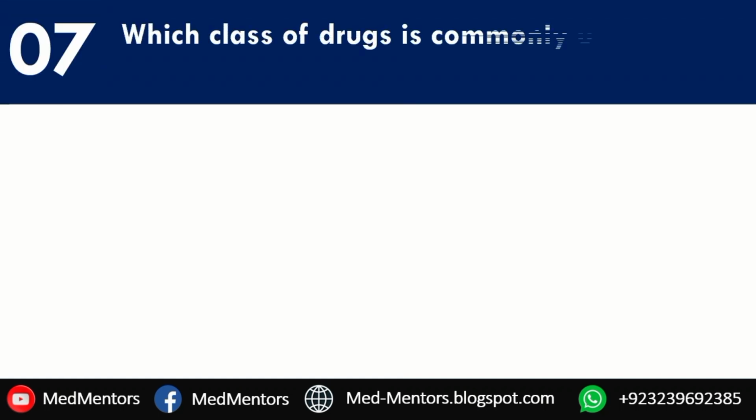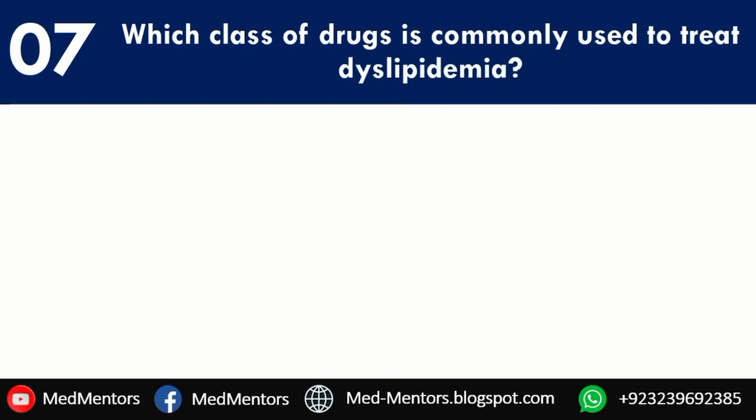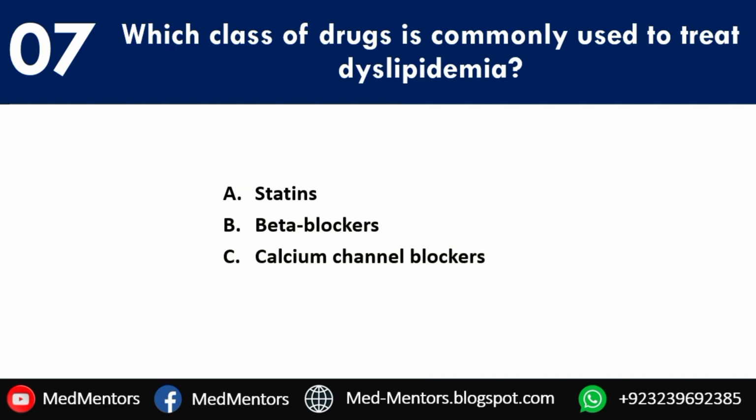Number 7. Which class of drugs is commonly used to treat dyslipidemia? Option A. Statins. Option B. Beta blockers. Option C. Calcium channel blockers. And option D. Anticoagulants. The correct option is statins.